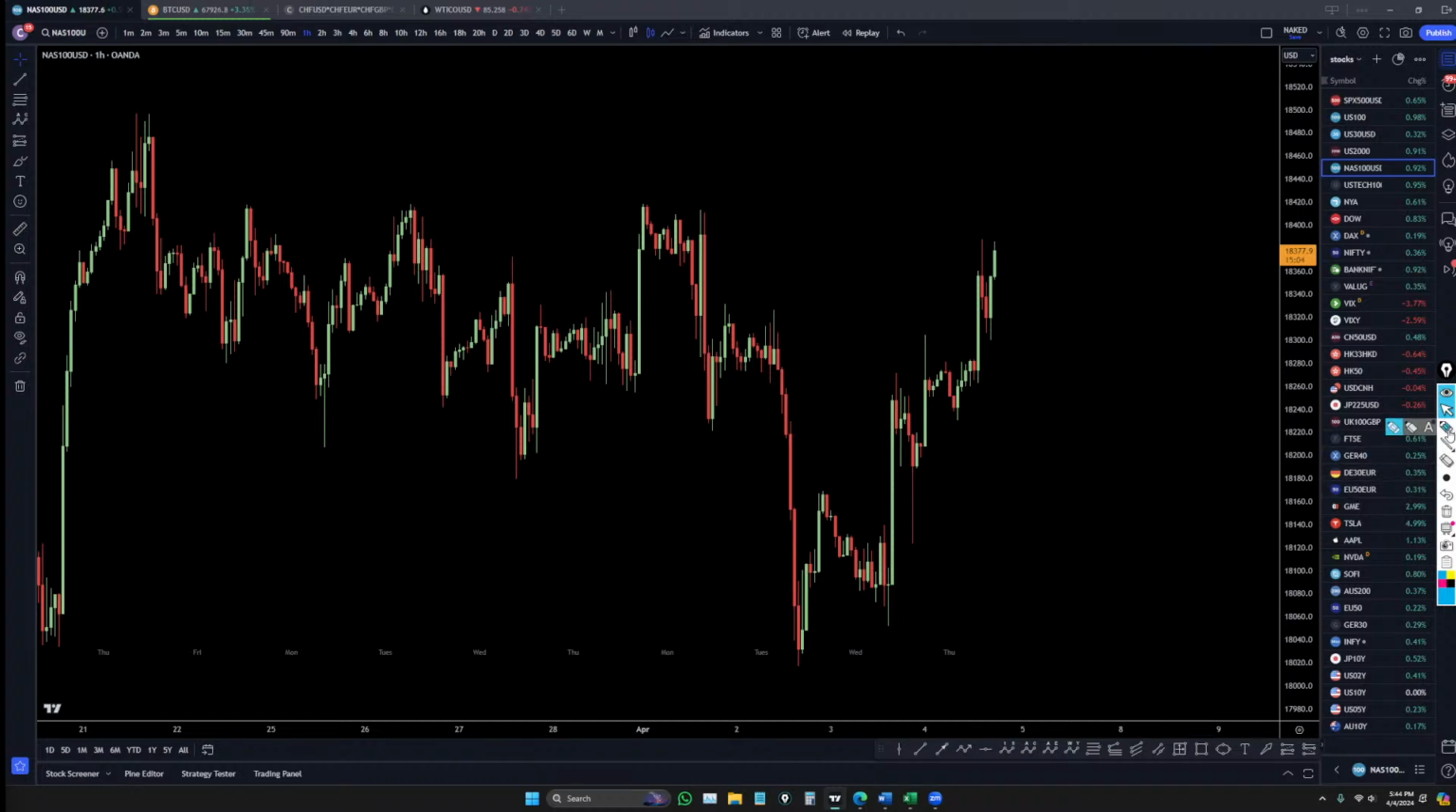That's for sure. Oh, it definitely looks like a 1, 2, 3, doesn't it? Definitely a 1, 2, 3 in my opinion. I would definitely continue to look for longs, at least until we get a break of structure to the downside, which we definitely do not have as of yet.